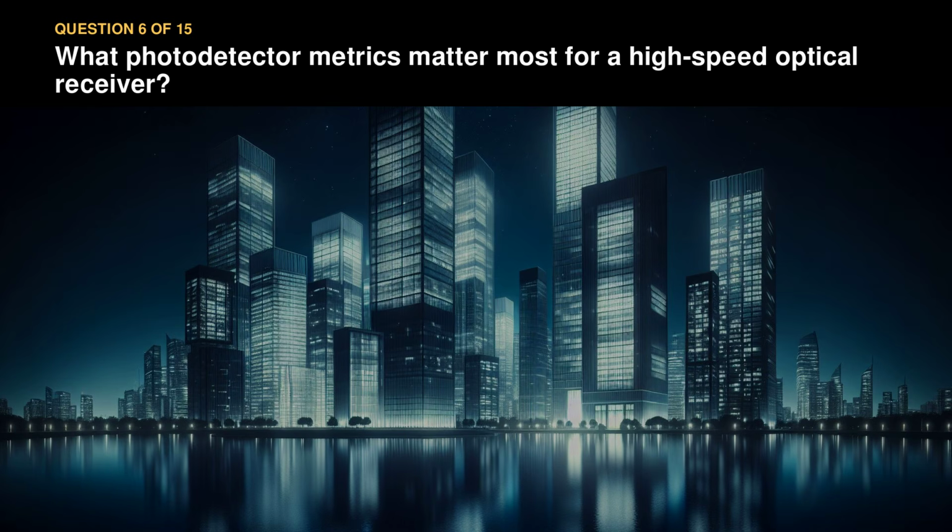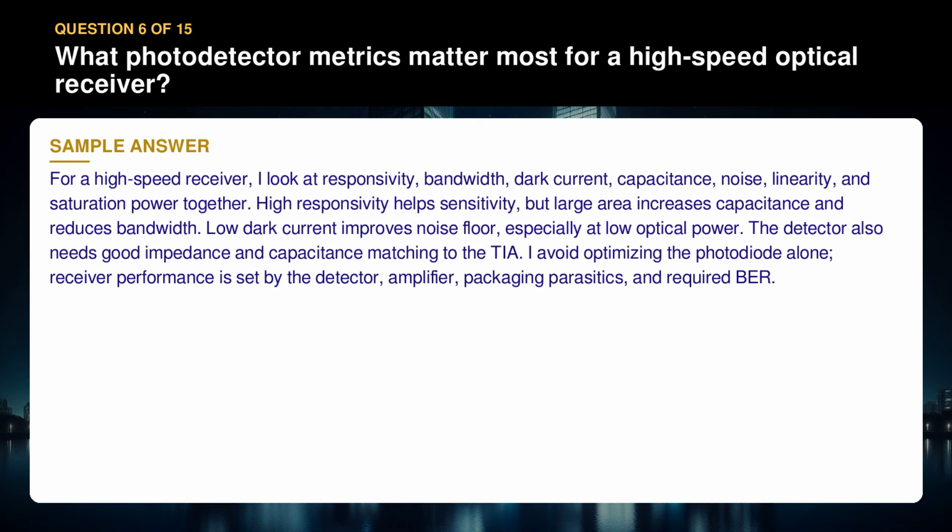Question 6. What photodetector metrics matter most for a high-speed optical receiver? For a high-speed receiver, I look at responsivity, bandwidth, dark current, capacitance, noise, linearity, and saturation power together. High responsivity helps sensitivity, but large area increases capacitance and reduces bandwidth. Low dark current improves noise floor, especially at low optical power. The detector also needs good impedance and capacitance matching to the TIA. I avoid optimizing the photodiode alone. Receiver performance is set by the detector, amplifier, packaging parasitics, and required BER.